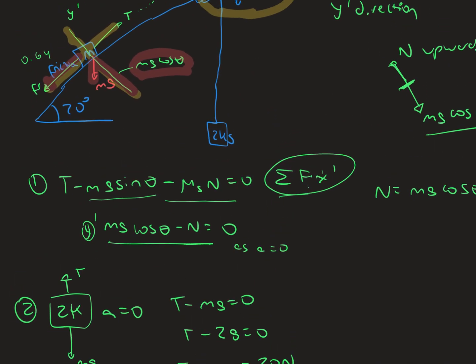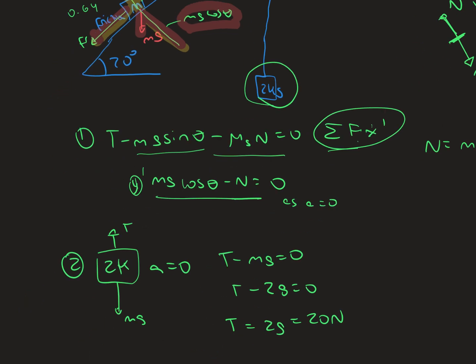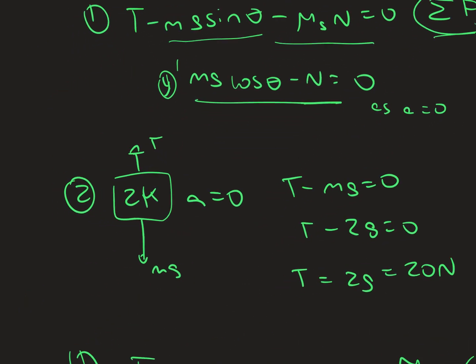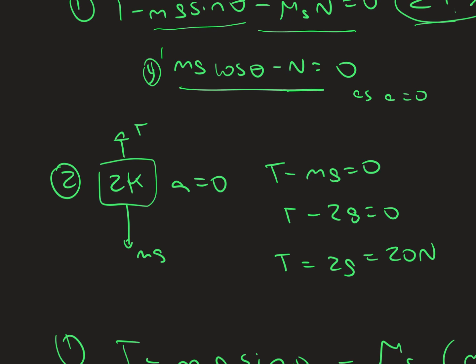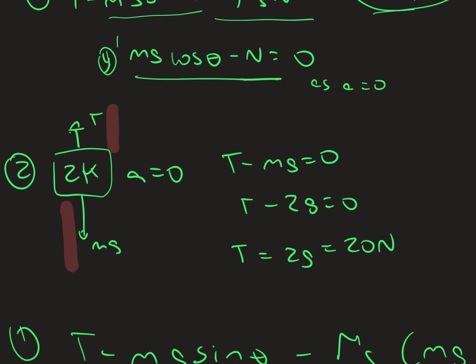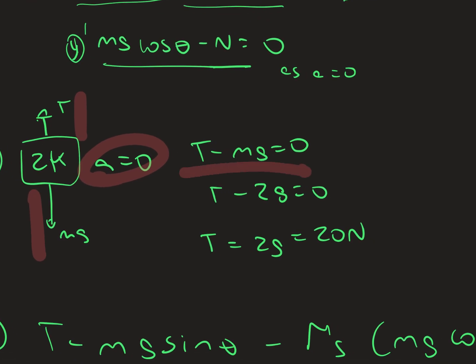Now at the bottom of the string right here, we got a mass 2 kilos. So we're gonna do the forces in that case. We got the tension going upwards and the weight going downwards. Moreover, the acceleration will be 0, so T minus mg equals 0, or T minus 2g, because the mass is 2, equal to 0. So that will give us a tension of 20 newtons.